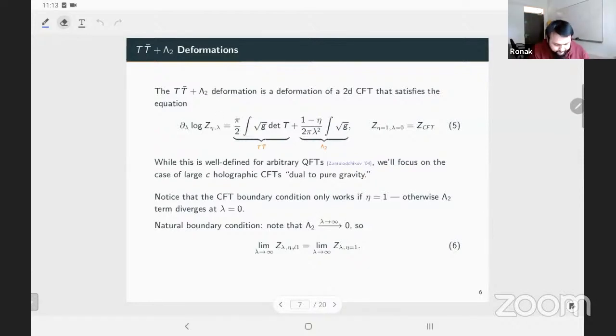Morally, the first term in the differential equation is the determinant of the stress tensor, which is also known as TT bar. And the second term is just an integral of 1. And both the determinant of the stress tensor and 1 are special operators in that they exist in a large class of theories. The fact that the determinant exists in a large class is a very non-trivial fact proven in this paper over here.